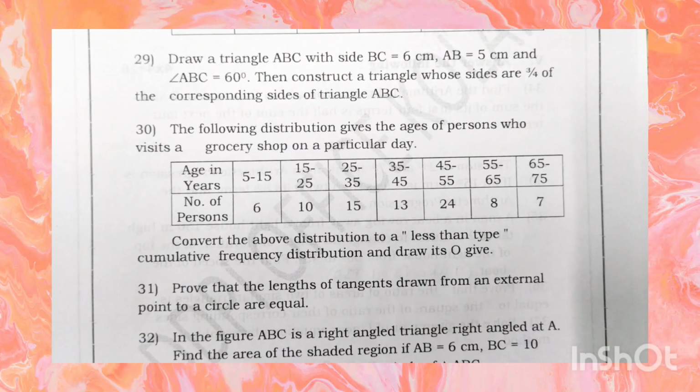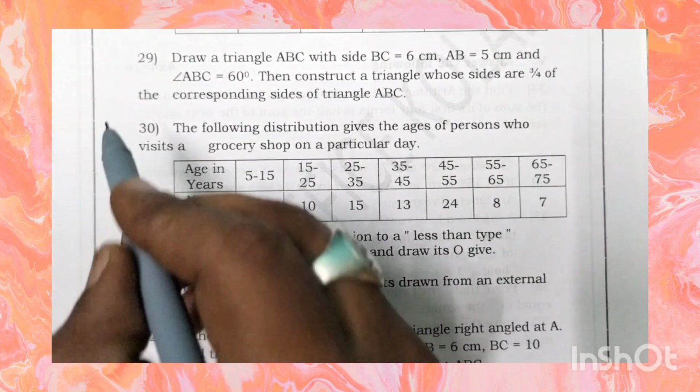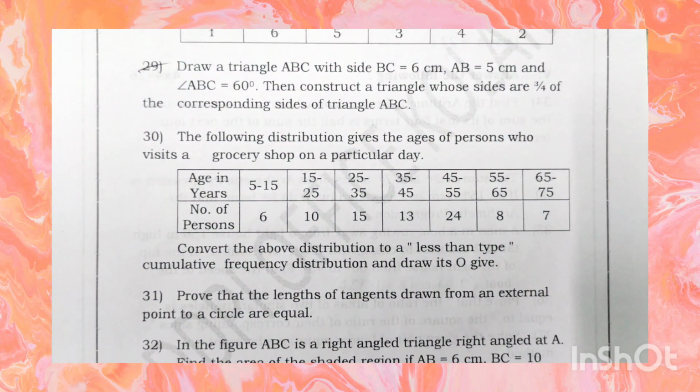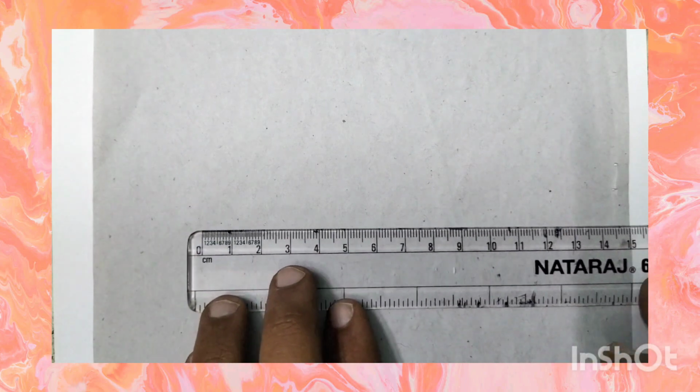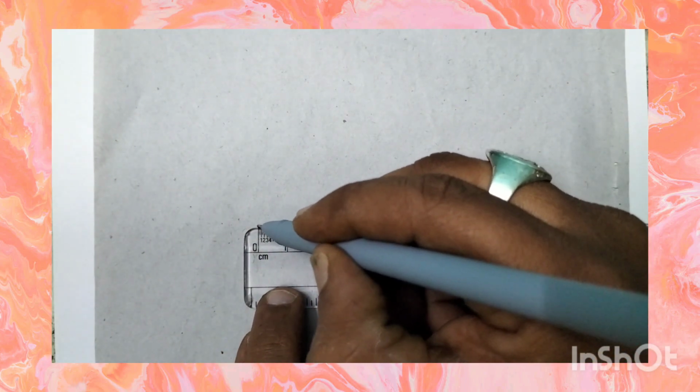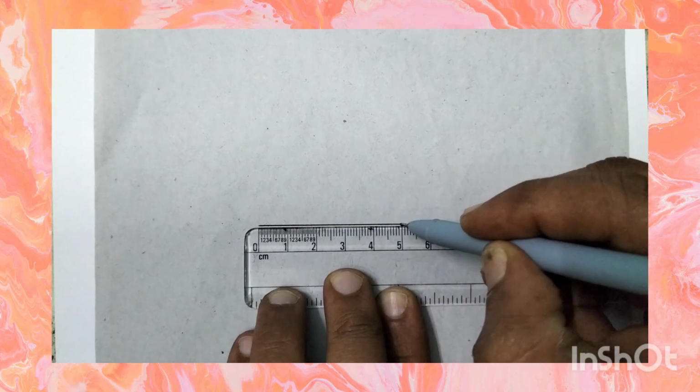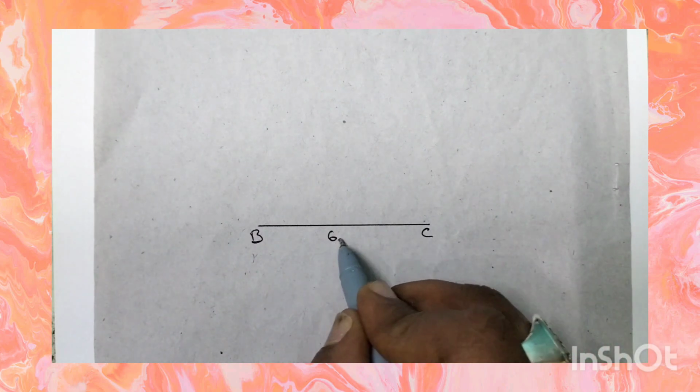So now let us continue from the 29th question. The 29th question is, draw a triangle ABC with side BC equal to 6 cm, AB equal to 5 cm, angle ABC equal to 60 degrees. Then construct a triangle whose sides are 3/4 of the corresponding sides of the triangle ABC. So now let us solve this question. First let us draw BC, which is equal to 6 centimeter. Draw a line segment BC equal to 6 centimeter and mark it as BC.